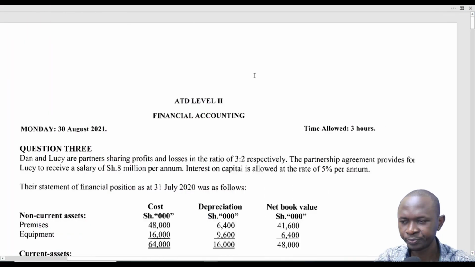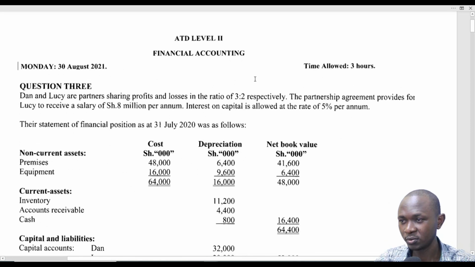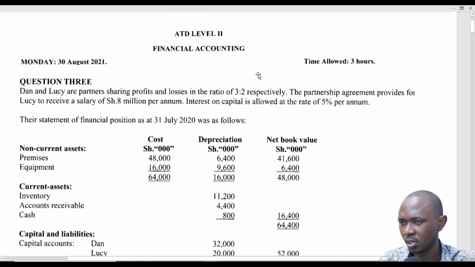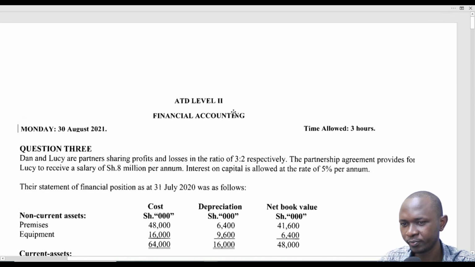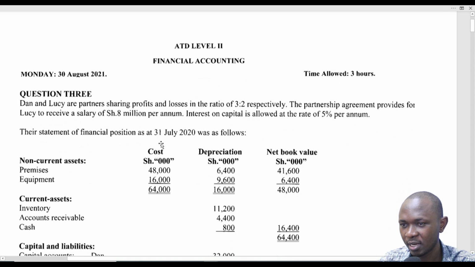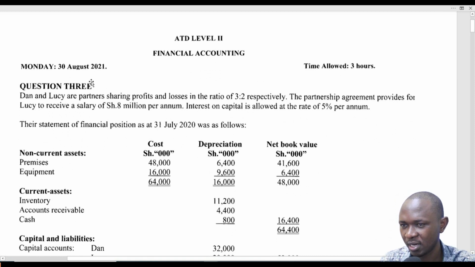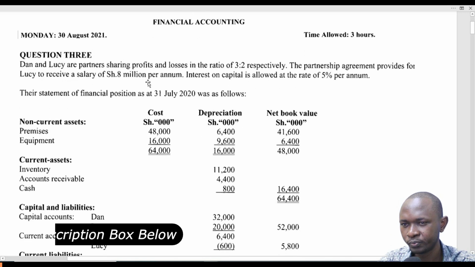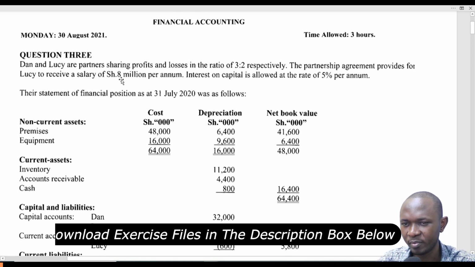Welcome, good people. We are going to discuss the ATD Level 2 financial accounting paper, which was done in August 2021. So it's an August 2021 financial accounting paper for ATD Level 2. And this is question 3 of the paper.